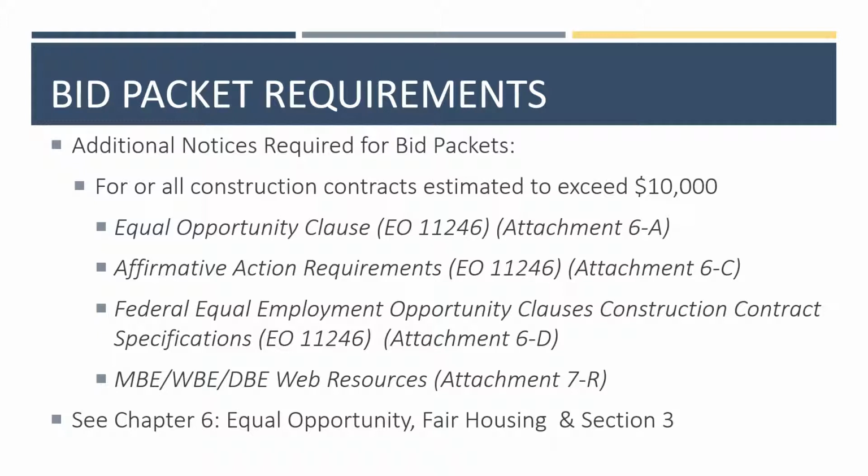There are additional provisions required for construction contracts estimated to exceed $10,000. We recommend including these in all bid packets, especially if the expected amount is slightly less than the $10,000 threshold. These include the Equal Opportunity Clause, EO 11246, Attachment 6A, Affirmative Action Requirements, EO 11246, Attachment 6C, Federal Equal Employment Opportunity Clauses, Construction Contract Specifications, EO 11246, Attachment 6D, and the MBE WBE DBE Web Resources, Attachment 7R. See Chapter 6 for more information on the Equal Opportunity and Section 3 provisions.